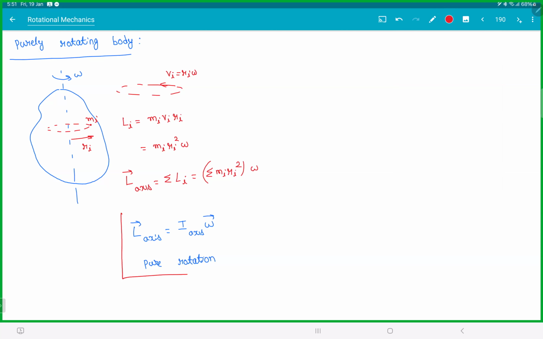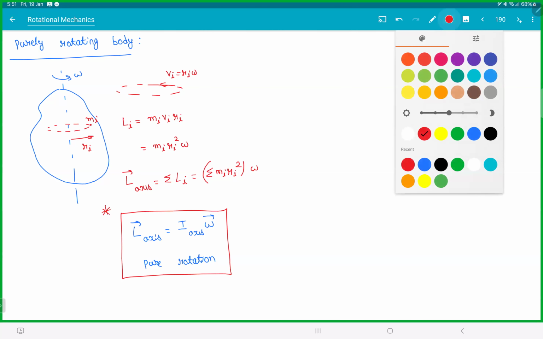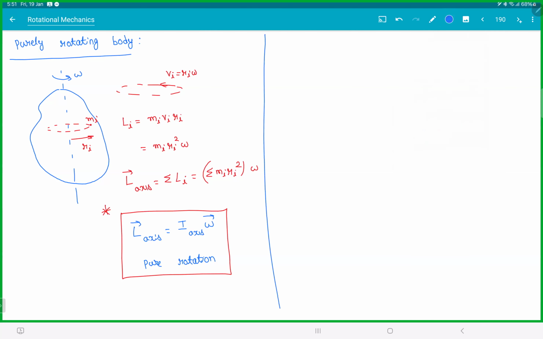If you observe, it kind of looks like P is equal to mv. M ka place mein I and V ka place mein omega. Hope you can see the resemblance. The same thing you could have done for this also.